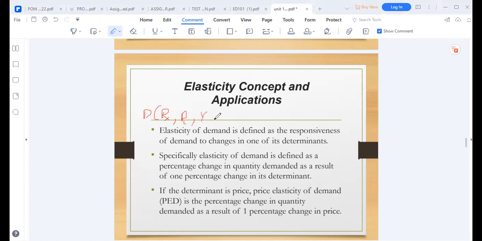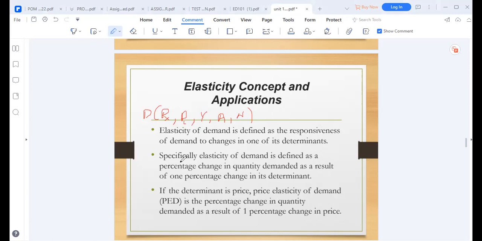Or the value of income, which gives us what is called income elasticity. Advertising, which also gives us what we call advertising elasticity. Population, which also gives us what we call population elasticity, and other variables. So specifically, elasticity of demand is defined as a percentage change in the quantity demanded as a result of 1% change in its determinant. So we have the key determinants as price, income, and price of a related good.